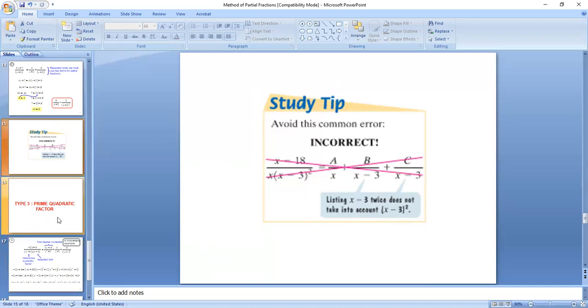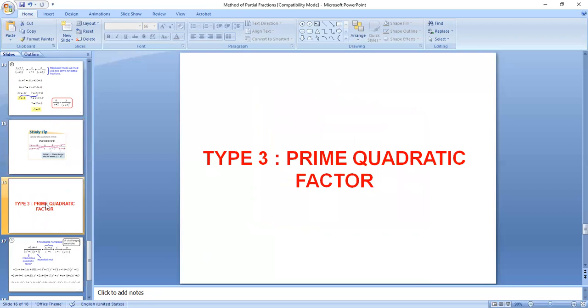Okay, we go to the prime quadratic factor. Prime quadratic factor meaning, class, your quadratic factor is not being repeated. We also have a case of a repeated quadratic factor. I will show it to you right after the break. But the common ones are these three: the linear, the repeated linear, and the prime quadratic factor.